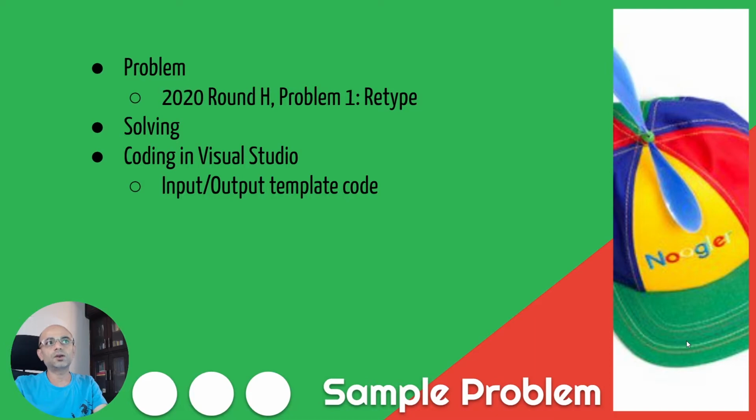So now we will look at one sample problem from earlier Kickstart rounds. We will check the last year 2020 round H, and we will take the first problem in that called Retype, and we will go through the problem definition. Then we will try to solve it by visualizing or summarizing the problem and thinking about a solution. It should be a simple problem.